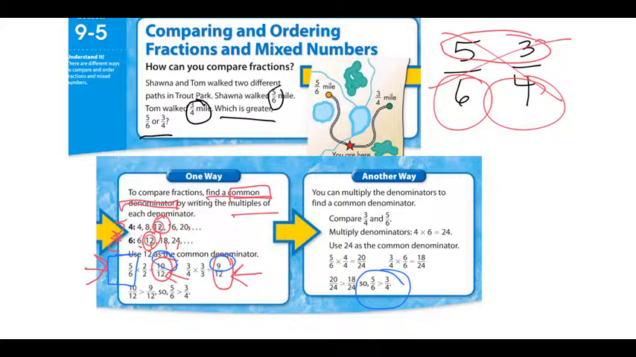Okay, but you could also use a different common denominator. They use 24. You're just going to get smaller pieces. But it's the same thing. It's still showing that 5/6 is greater.